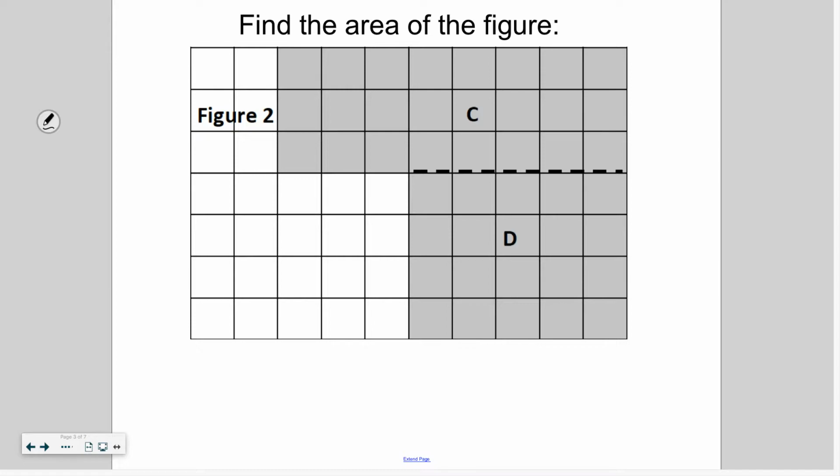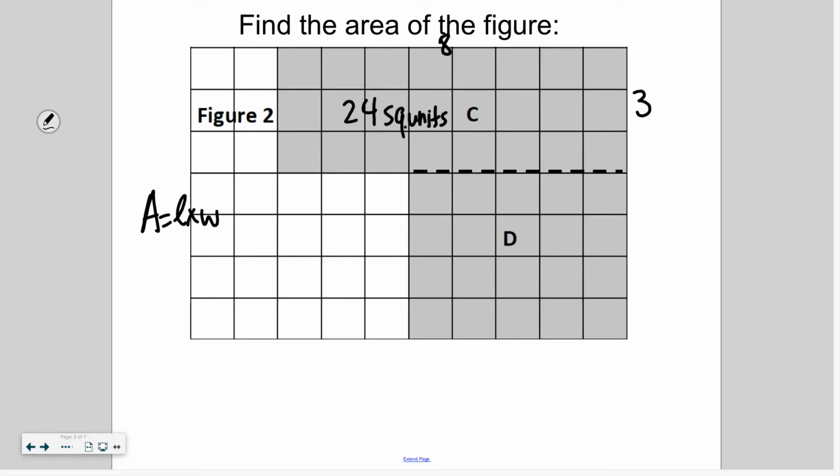So figure 2 now has 2 parts, C and D. So we can use C and D to find the area of the entire shape by finding the area of C and D first and then adding them together. So let me show you what that looks like. I know that C on this side is 3 units long, and this top side is 8 units long. So that means the area of C, right, area equals length times width. So if I multiply 8 times 3, that means it's 24 square units.